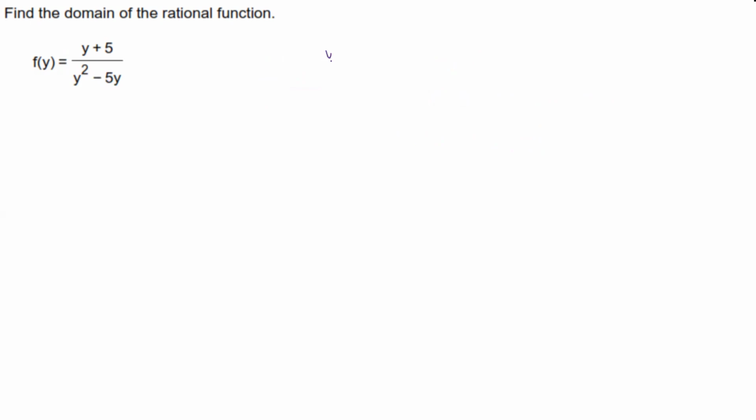And so y squared minus 5y. What I see is a factor of y in both of those. So if I factor out a y out of both of those, I get y times y minus 5. And now what I can do is set each term equal to 0. So y equals 0 and y minus 5 equals 0. If I add 5, y equals 5. So that means when y is equal to 0 or when y equals 5, we get 0 in the denominator.